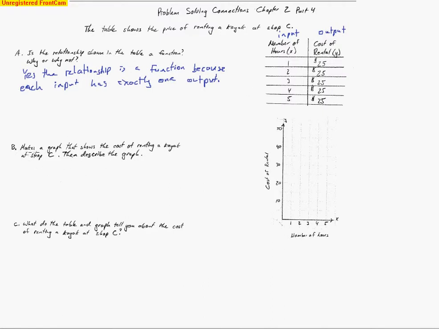And now we make a graph that shows the cost of renting a kayak at shop C, and then we're going to describe it. So here's our coordinate plane, our first quadrant. We're going to start with our x value of 1, and we're going to go up 25 spaces. So we go up, here's 20, so we're going by 5s for the intervals, and so here would be 25. And then over 2 in the x direction, up 25. And then over 3, up 25. Over 4 hours, $25. 5 hours, $25 as well.